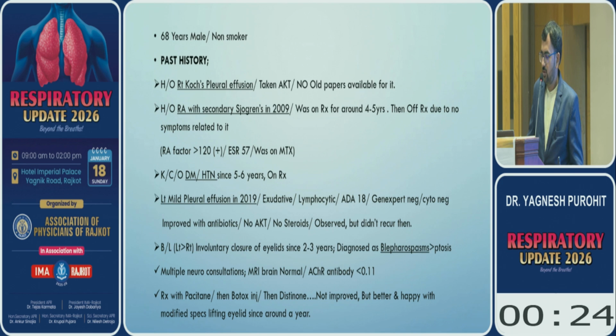He was on treatment for around 4 to 5 years, then stopped treatment as there were no symptoms related to it after that. At that time, RA factor was positive, ESR raised, and he had taken methotrexate. Known case of DM and hypertension since 5 to 6 years.